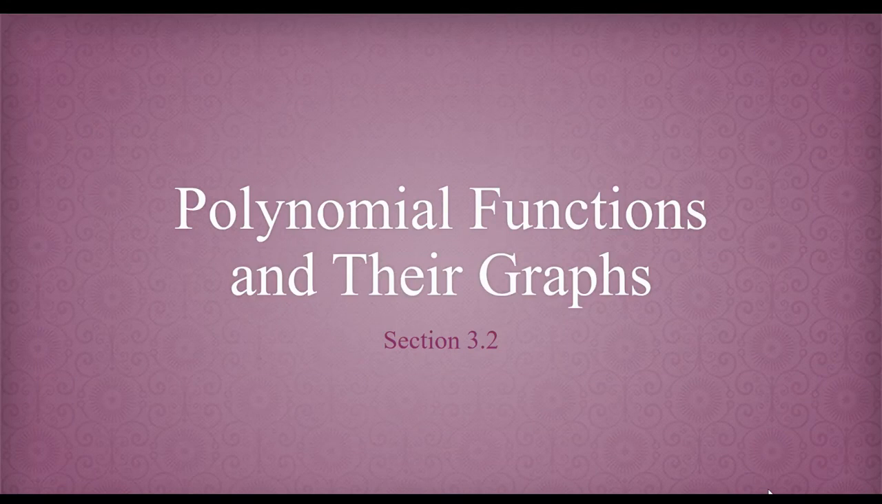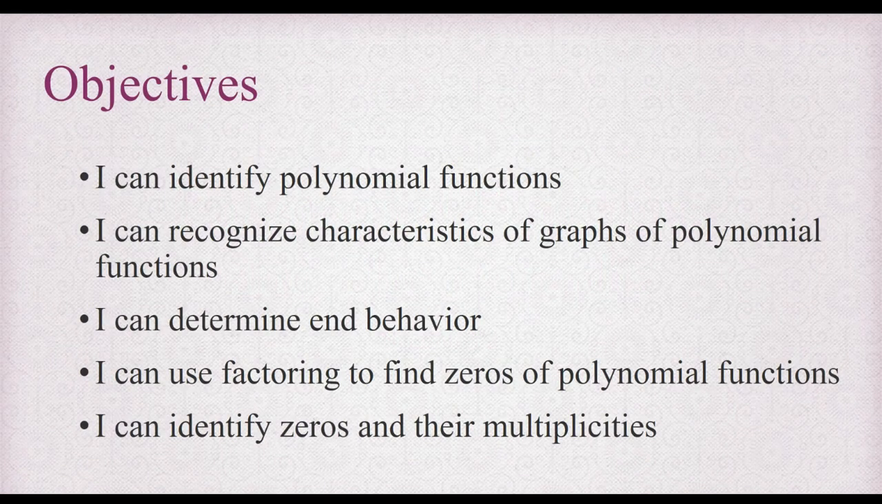Today we're going to look at section 3.2, which is called polynomial functions and their graphs. So a couple of objectives, quite a few actually. We're going to identify polynomial functions. We'll recognize characteristics of graphs of polynomial functions. We're going to start determining end behavior. We're going to use factoring to find zeros, and we're going to identify zeros and their multiplicities.